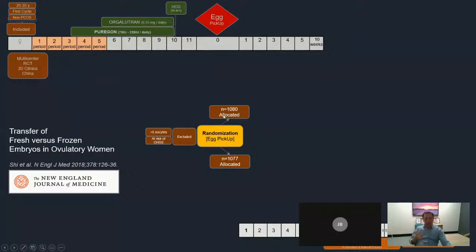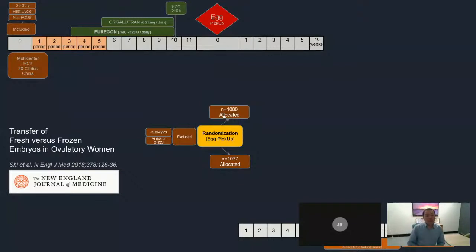Once egg pickup was done, patients were randomized using block randomization, in a 1-to-1 ratio, either to a fresh embryo transfer cycle or a frozen embryo transfer cycle. There were two exclusion criteria at the time of randomization. One is getting less than 5 eggs, because if patients have less than 5 eggs, there's a higher likelihood that they may not have any embryos to transfer. That's why these patients were excluded from the randomization process. The second is if the patient was at risk of OHSS. If a patient had a very high response, they were not randomized, because if a patient gets OHSS, they may not be able to have a fresh transfer. They may need to have a freeze-all. So that's why these two groups of patients were excluded.